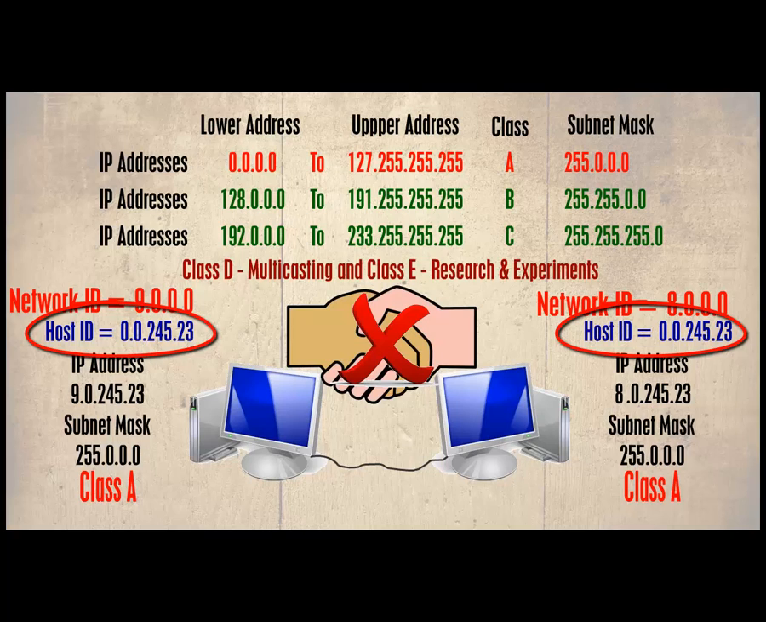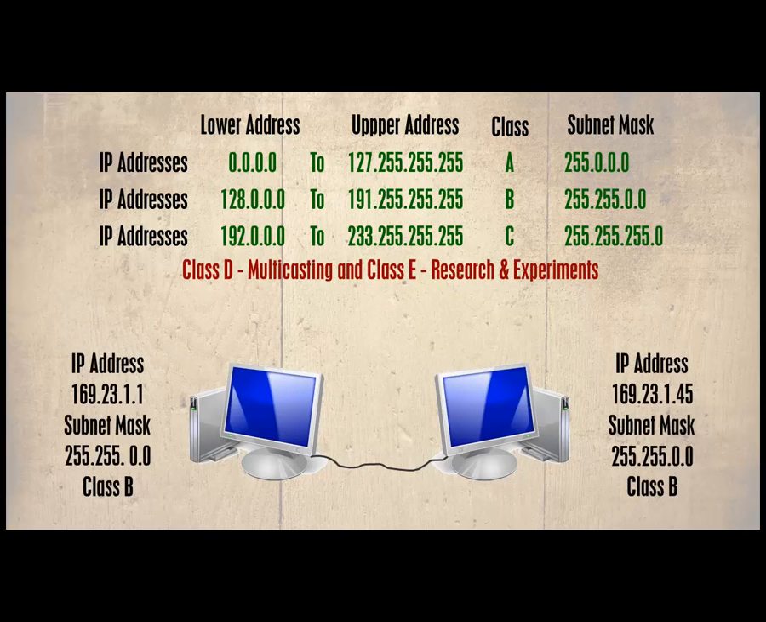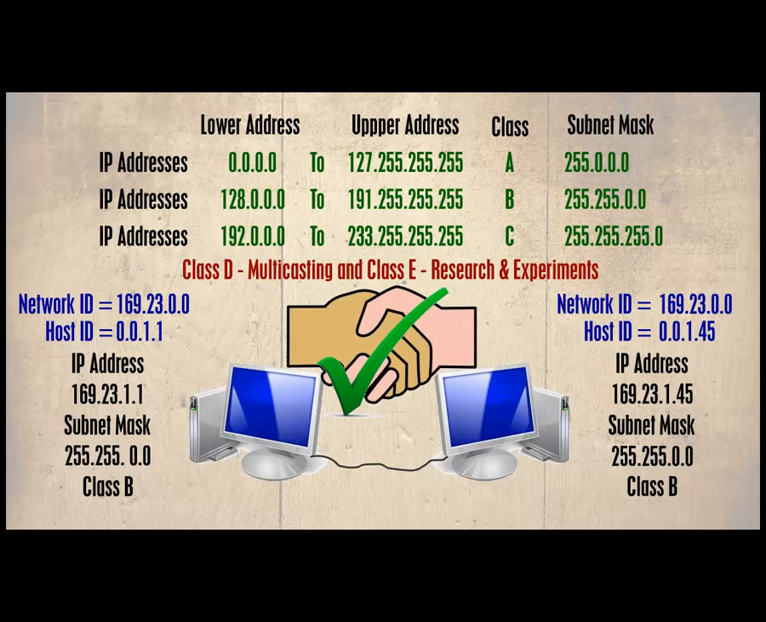It is true that they could not be on the same network ID, but because they are on separate ones, they can be the same. Our final example shows what effect the subnet mask can have on network IDs and host IDs if not set correctly. Here we have two hosts on a Class B network, 169.23.0.0.